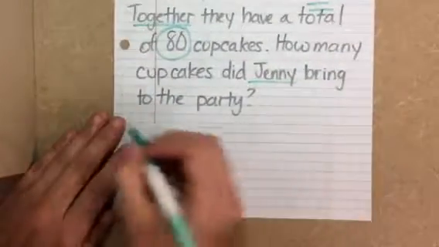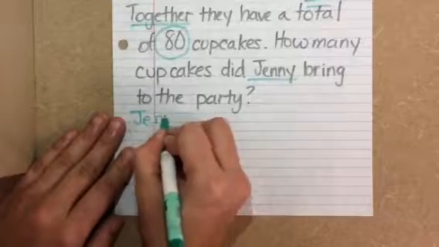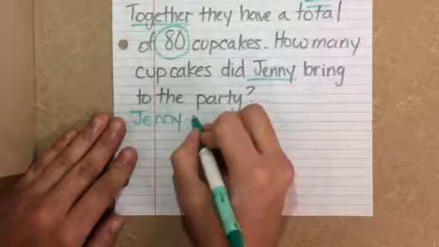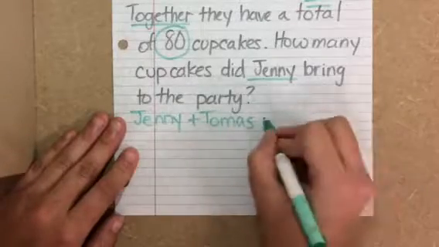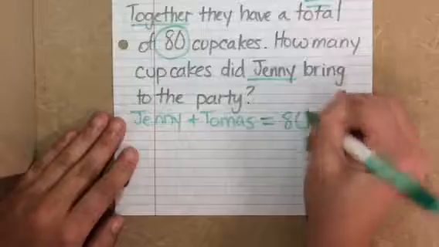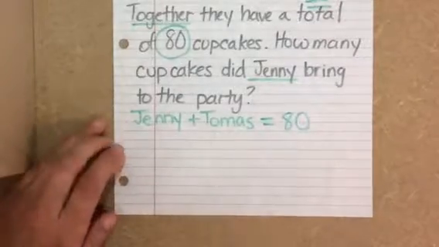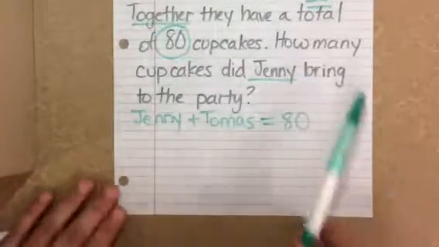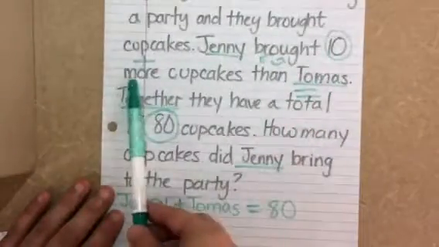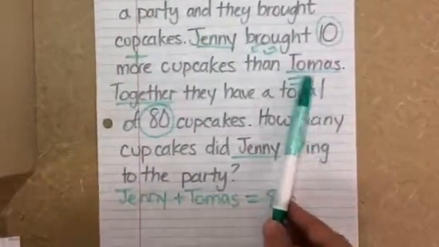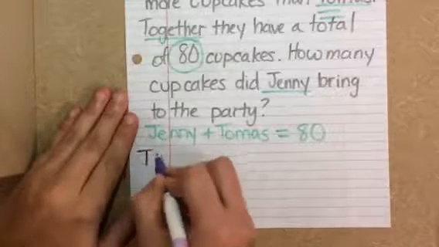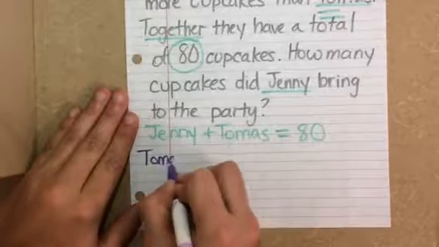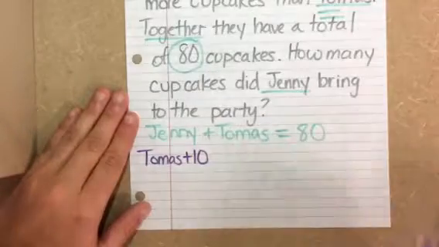Okay, so I'm going to set this up like Jenny plus Thomas, they brought 80 cupcakes. Okay, and then I'm going to go and use what they told me about Jenny. She brought 10 more cupcakes than Thomas. So you're going to take whatever Thomas has, and I'm going to add 10 to it. Remember, this is turnaround, so Thomas goes first. So I'm going to take whatever Thomas already has, and I'm going to add 10 to it.